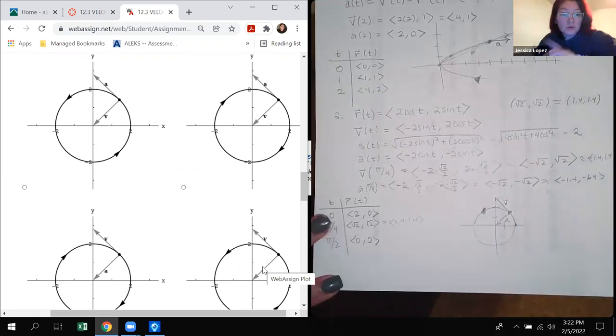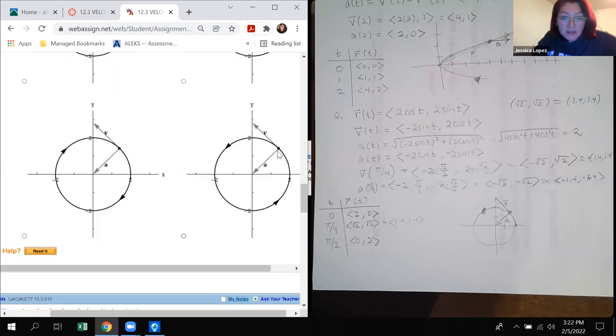Okay. So it looks like this top one, even though it's going in the correct direction in the circle, these are labeled backwards. Whereas this one in the bottom right is going in the correct direction, but it has the velocity going upward and the acceleration going toward the origin. So this one's going to be mine. Okay.